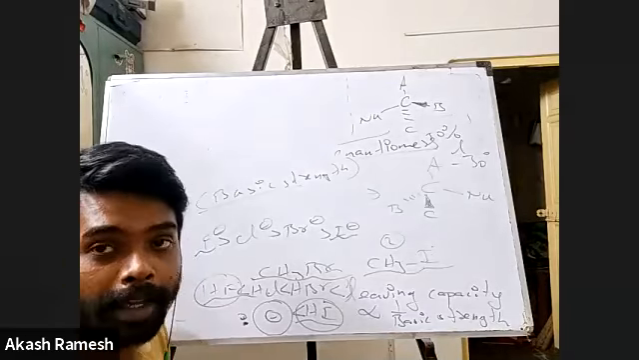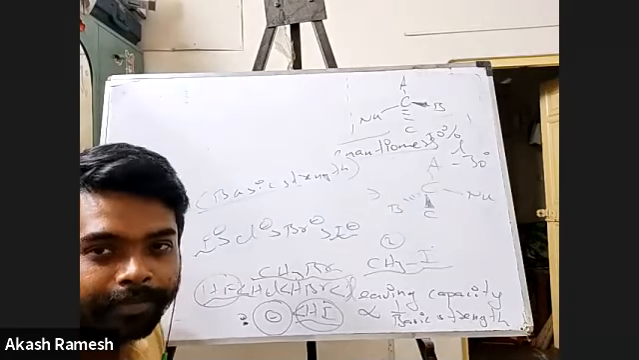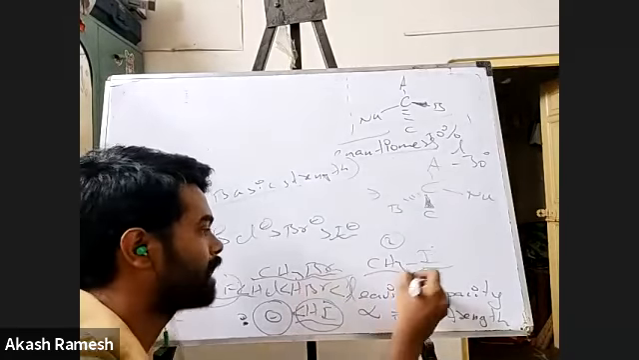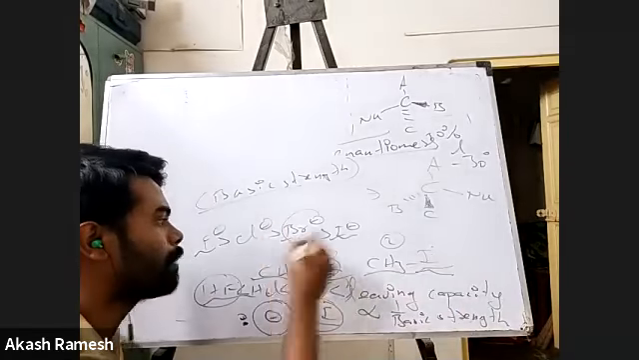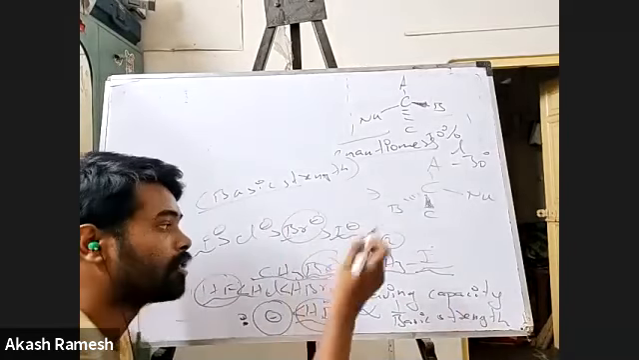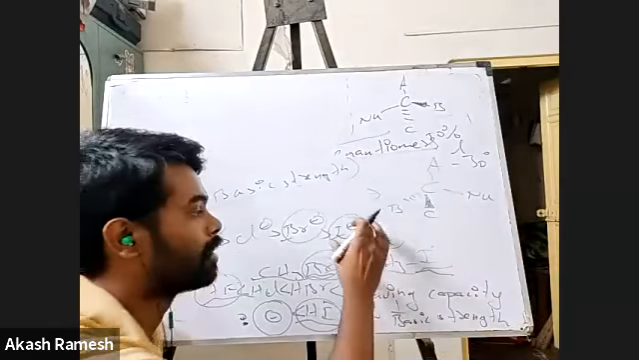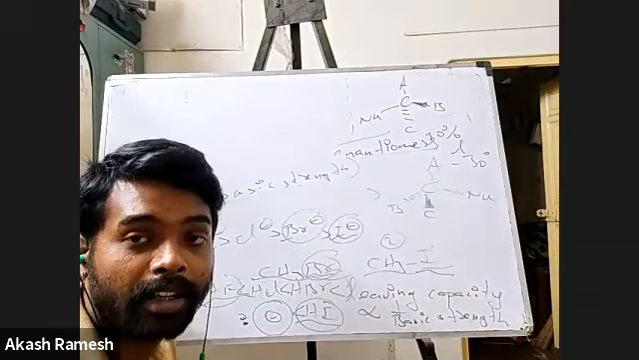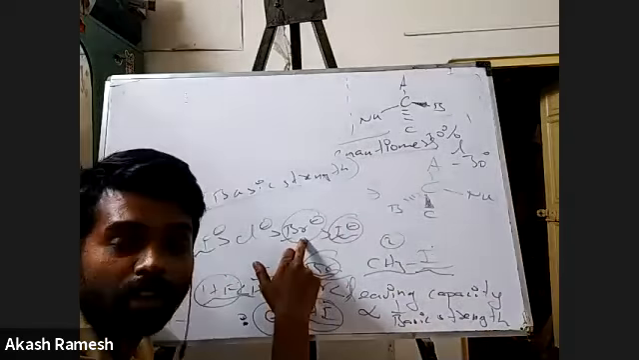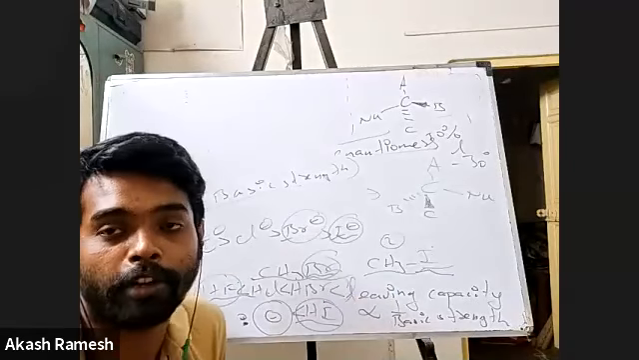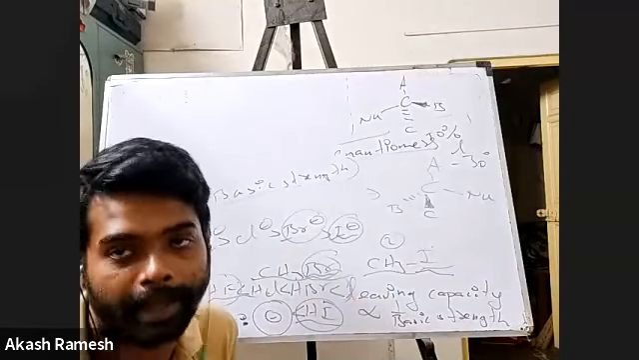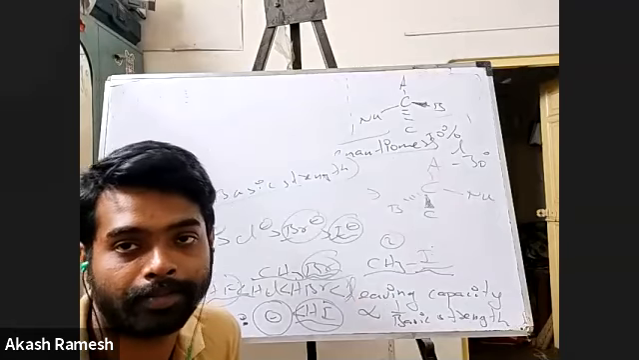So a stronger base is tougher to cleave, right? So among Br minus and I minus, Br minus is a stronger base, you see here, right? So the leaving capacity of I minus is greater because it's a weaker base. And because Br minus is a stronger base, the leaving capacity of Br minus is a little less, and the reactivity is also less.